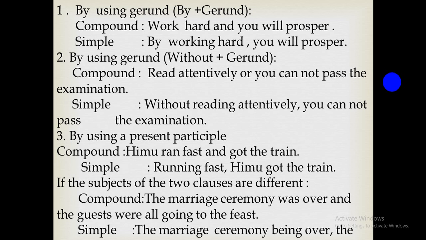Serial number 2, by using without plus gerund. Compound sentence: Read attentively or you cannot pass the examination. If the first clause is imperative, both the clauses are joined by the conjunction "or", and it will be transformed into a simple sentence by using without plus gerund. Now according to the rule, we can write: Without reading attentively, you cannot pass the examination.